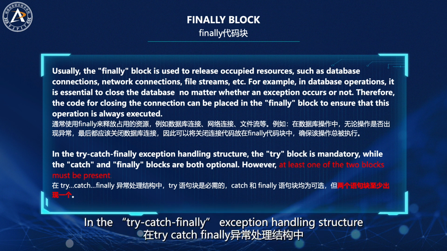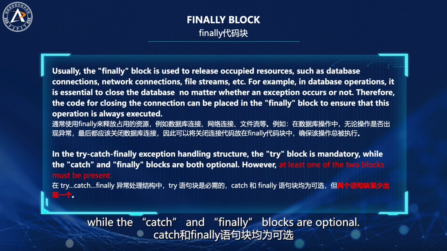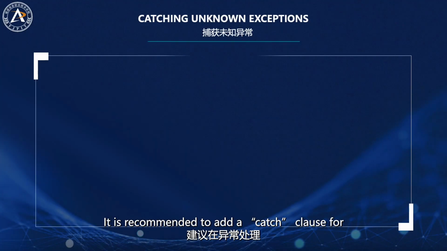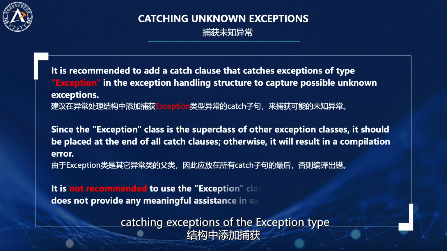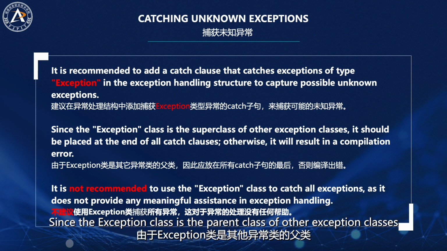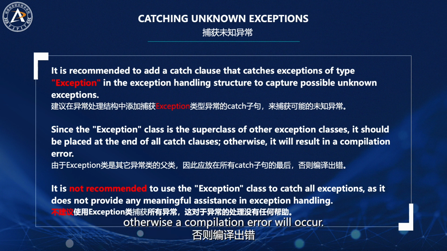In the try catch finally exception handling structure, the try block is required, while the catch and finally blocks are optional. However, at least one of these blocks must be present. It is recommended to add a catch clause for catching exceptions of the Exception type in the exception handling structure to handle potential unknown exceptions. Since the Exception class is the parent class of other exception classes, it should be placed at the end of all catch clauses. Otherwise, a compilation error will occur.